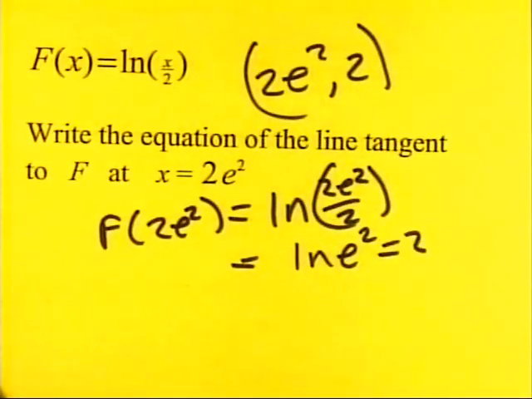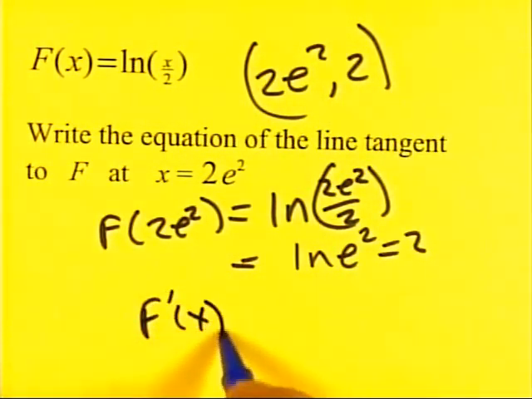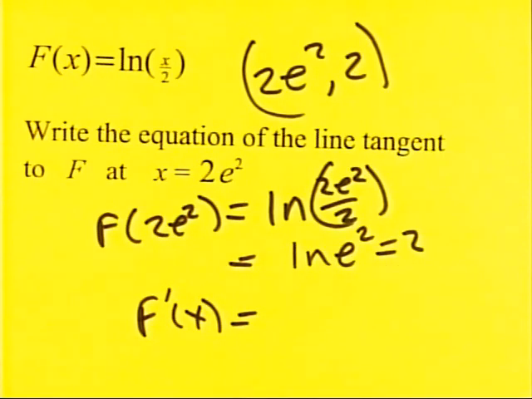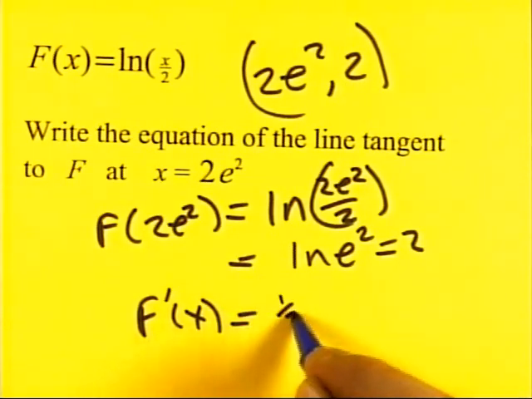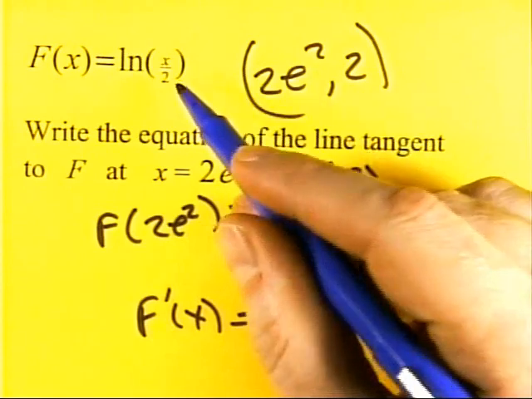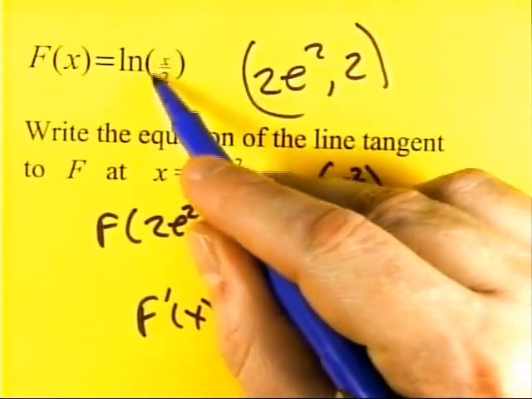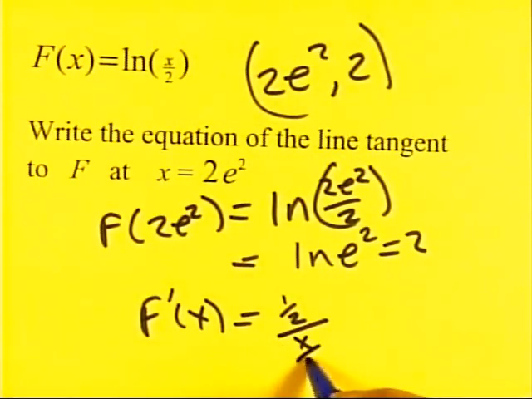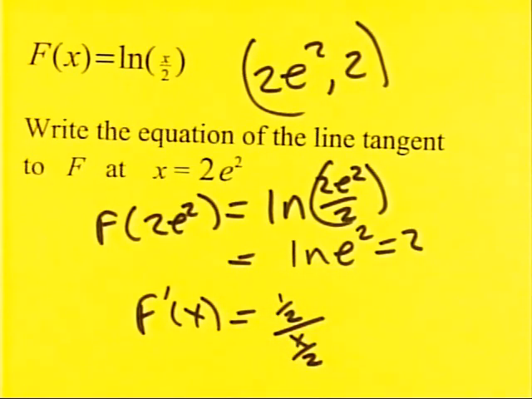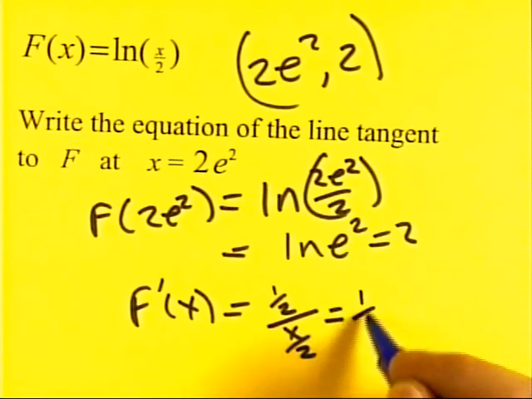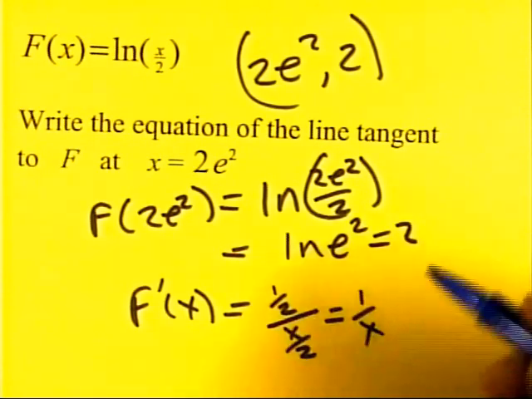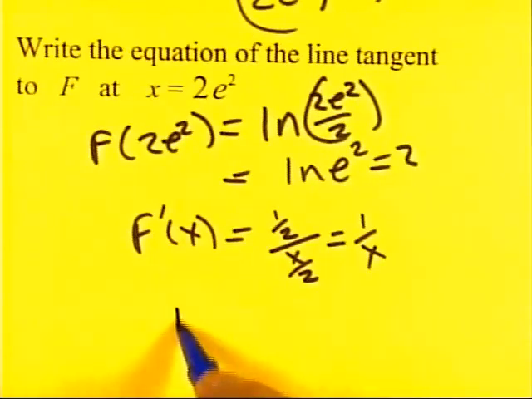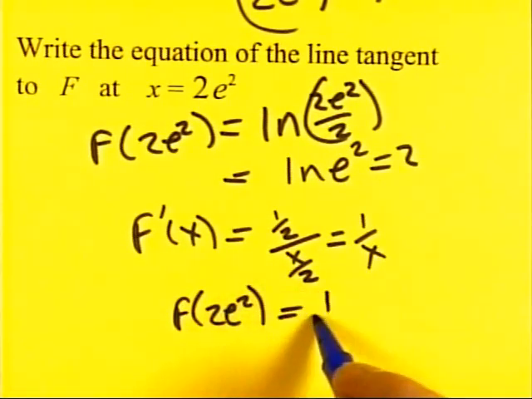How do we find our slope? Take the derivative. So how do you do that? It's 1/2 over x over 2. It's the derivative of x over 2, which is 1/2, divided by u. It's the derivative of u all over u. What does that simplify to? It simplifies to 1 over x, right? So the derivative is 1 over x. So at x equals 2e squared, the derivative would be equal to 1 over 2e squared.